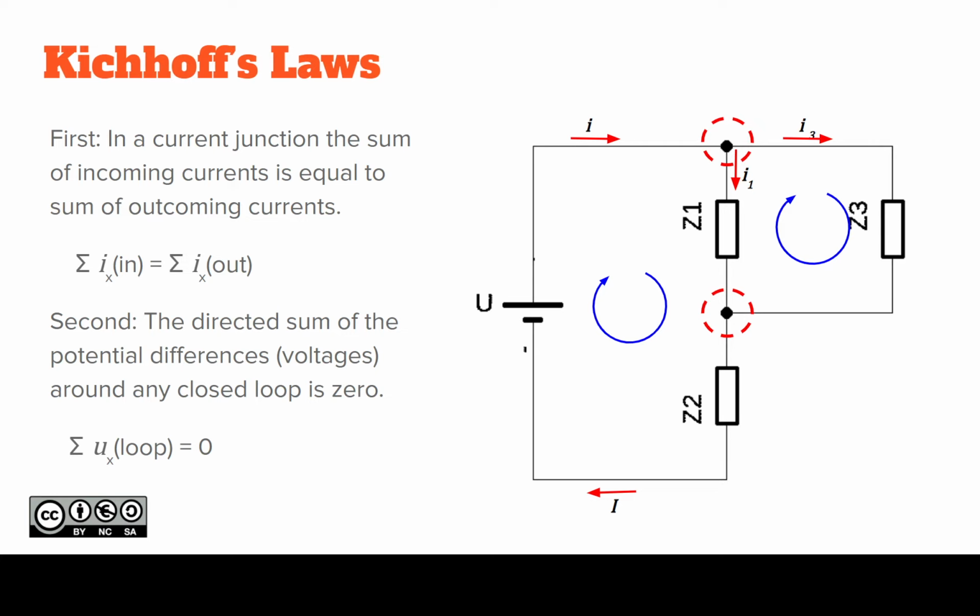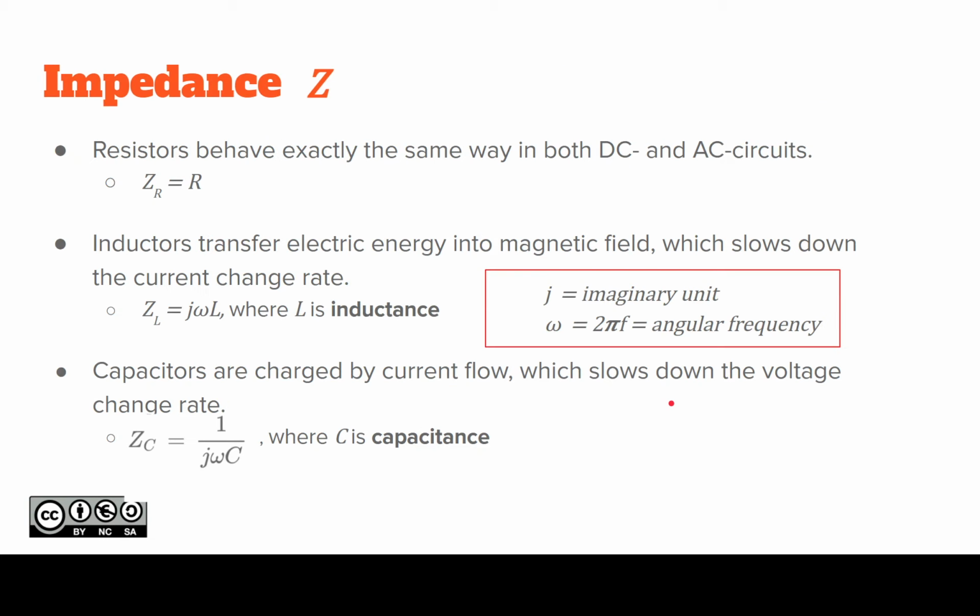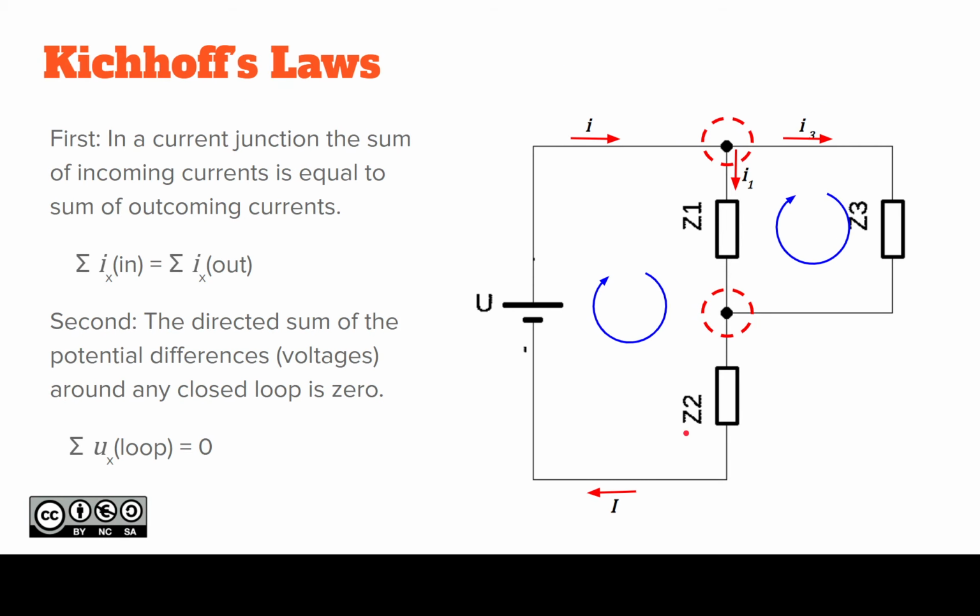The second law, the voltage law, states that the directed sum of the voltage potentials around any closed loop is zero. So yes, it's the same thing again. Practically the voltage across Z1 plus the voltage across Z2 is still the same as this voltage source here. So the voltage does not generate itself for no reason. Okay, so exactly the same analysis rules.